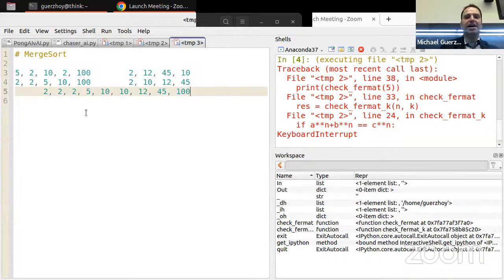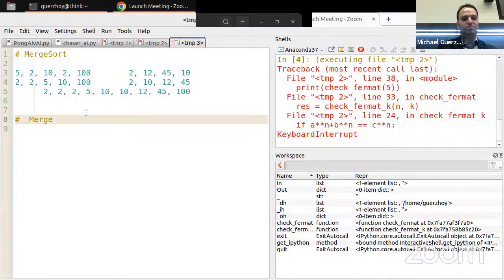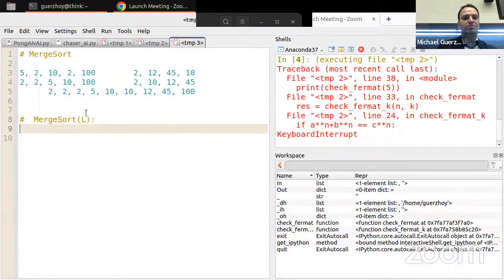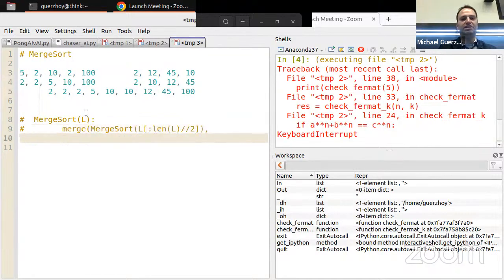So that's the idea. So to merge sort a list, basically sort the first half of the list, and then the sorted version of the second half of the list. Right? So that's the basic idea.